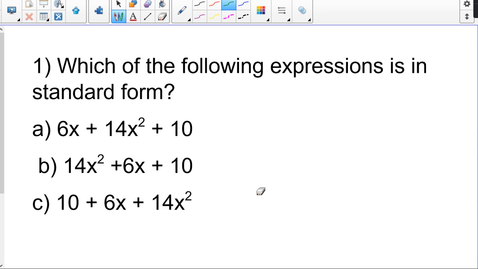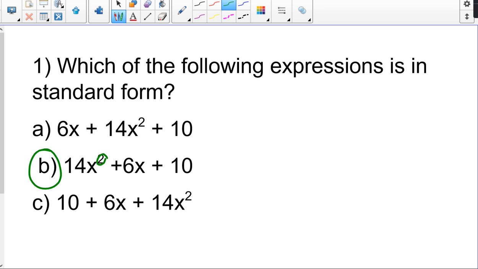So notice all three of these have the same three terms, right? They all have 6x, they all have 10, they all have 14x squared. In order for it to be in standard form, the highest exponent has to be first. So that's got to be choice B, right? We have the squared first.